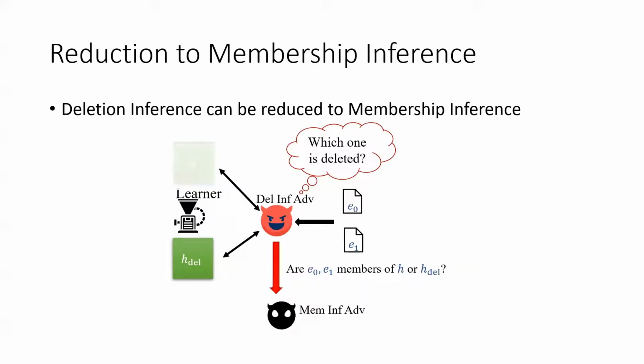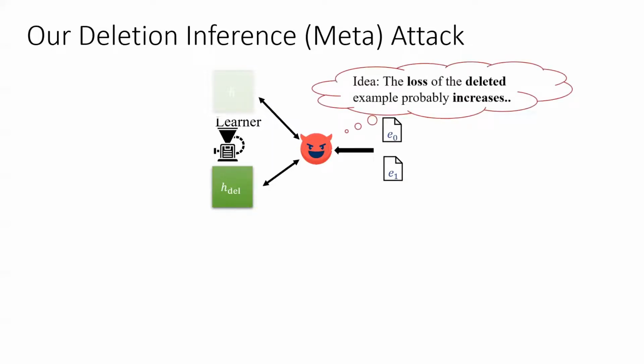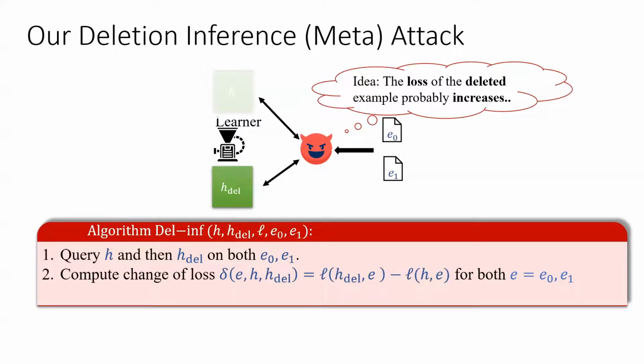Now, can we define an inference attack that can leverage this deletion scenario? We propose a simple attack. The intuition is that the loss of the deleted example should increase because it is removed from the dataset. The attack is very simple: just compare the difference in the loss, that is, the loss after deletion minus the loss before deletion. The attack first queries the model H and H-del with both examples E0 and E1. Then it gets the loss of the two examples and computes the difference for both E0 and E1. Finally, it returns the example with the larger loss difference.